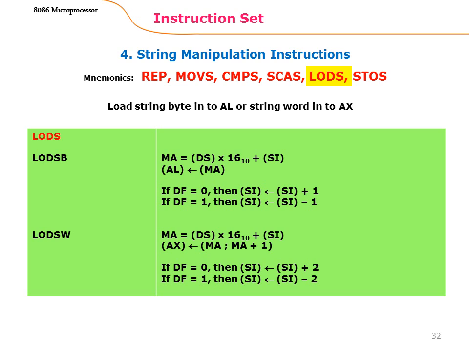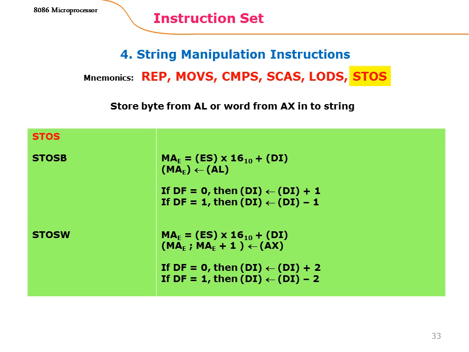Load string byte into AL or string word into AX register. We need to load any string into the AL and AX register, then we can use the LODSB or LODSW instruction. Store string byte from AL or word from AX into the string. We need to store the contents of the AX and AL registers into the string, then we go for store string byte and store string word.